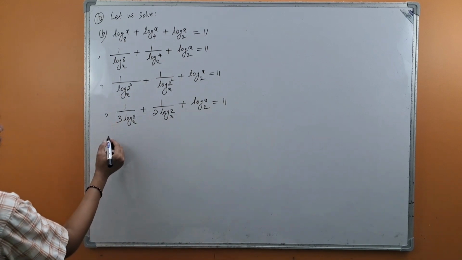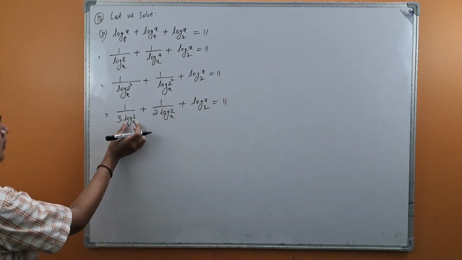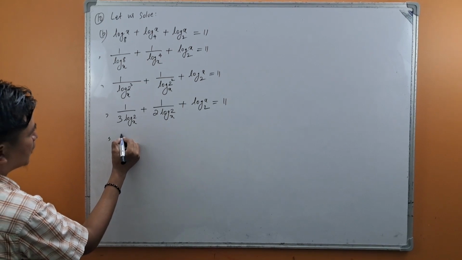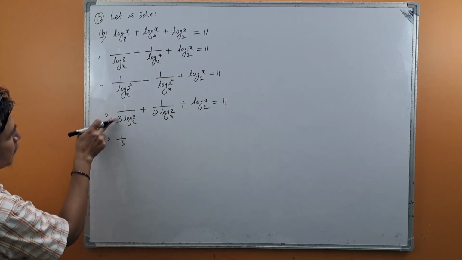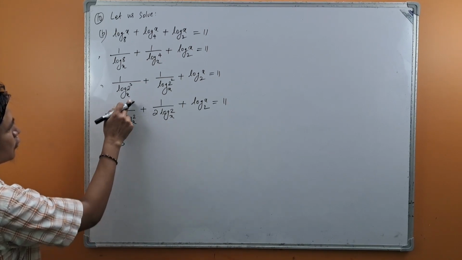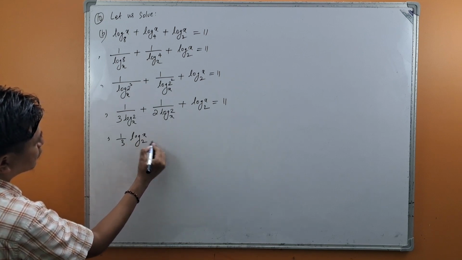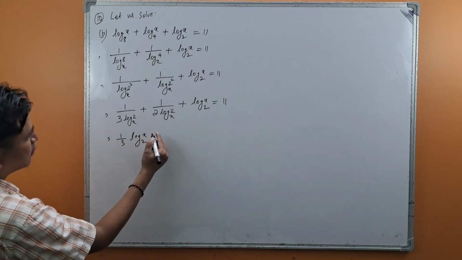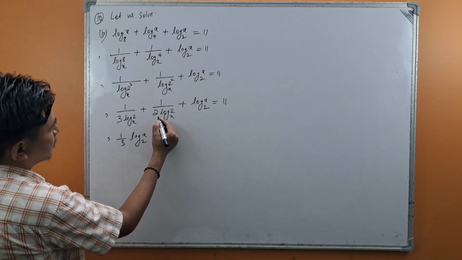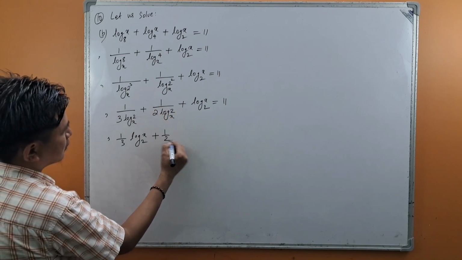Now we take this log to the numerator. So 1 upon 3, we already have 1 upon 3. If we take this log to the numerator, this becomes log x to the base 2. Log x to the base 2 plus this 1 upon 2 is already here.